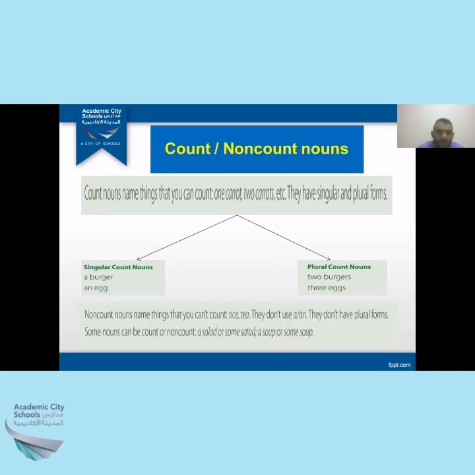But non-count nouns name things that you cannot count. For example, rice, tea. They don't use a or an. They don't have plural forms. Some nouns can be count or non-count. For example, a salad or some salad. A soup or some soup.